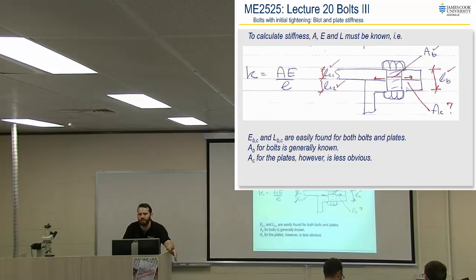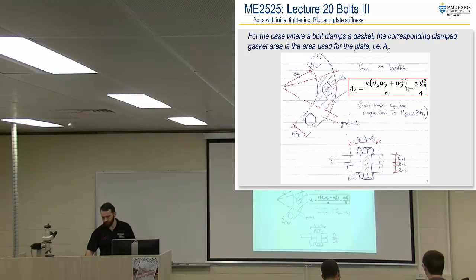The very last thing we need to do is understand that clamping plate, that clamping zone area, how much of that plate is actually getting squashed, because the larger the area, the more stiffness and that sort of thing.